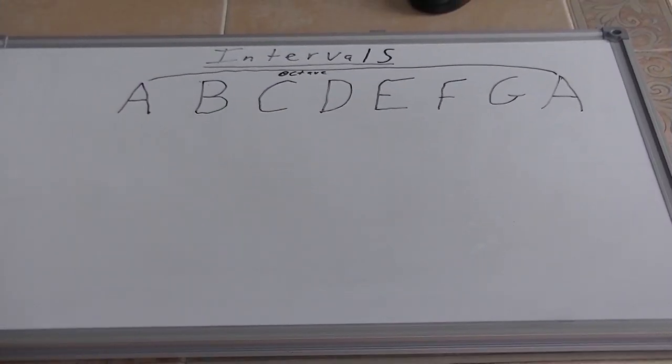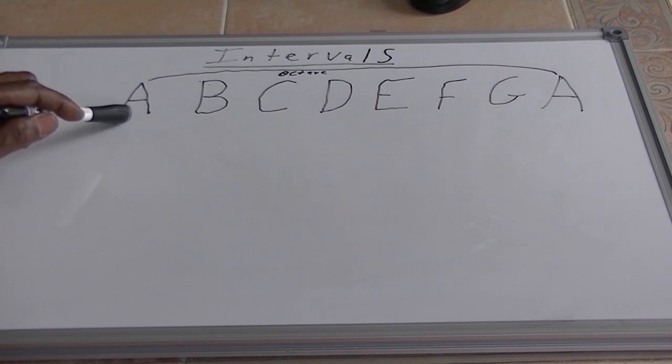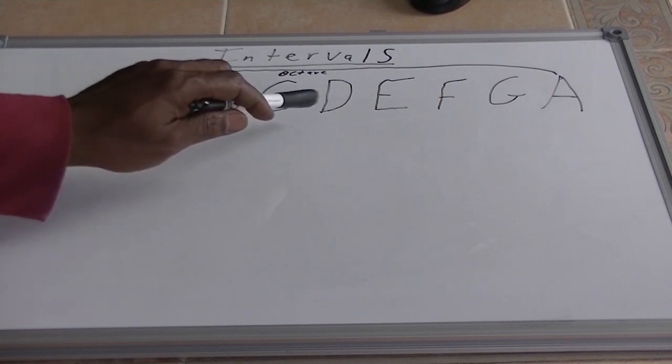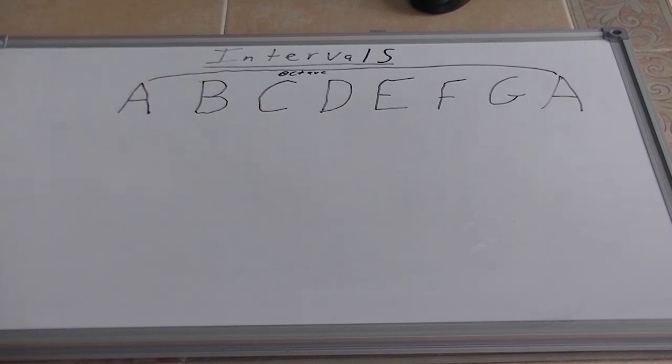I would like to analyze the intervals between the notes of the musical alphabet. When I say that, I mean I would like to analyze the difference, the interval, between the A and the B, and the B and the C and the D, and so on. So what we're going to do is analyze the interval between a note of the musical alphabet and the note that immediately follows it in the musical alphabet.